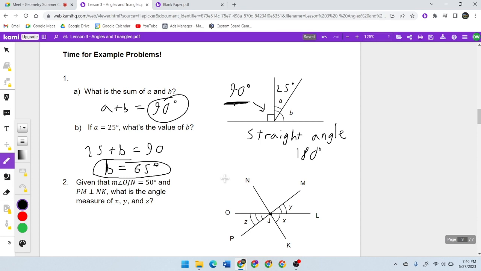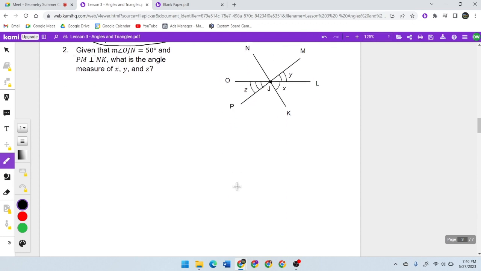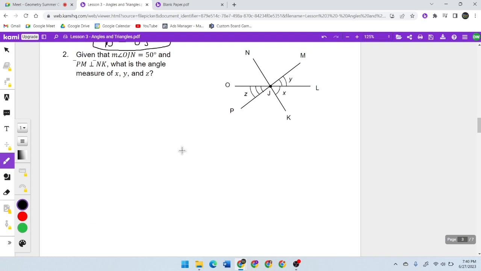Any questions on that first one? Okay, then good. The next one, number 2, this one's going to be much more complicated. I'm just going to warn you now. So we have this crazy kind of shape right here. There's a lot going on here.